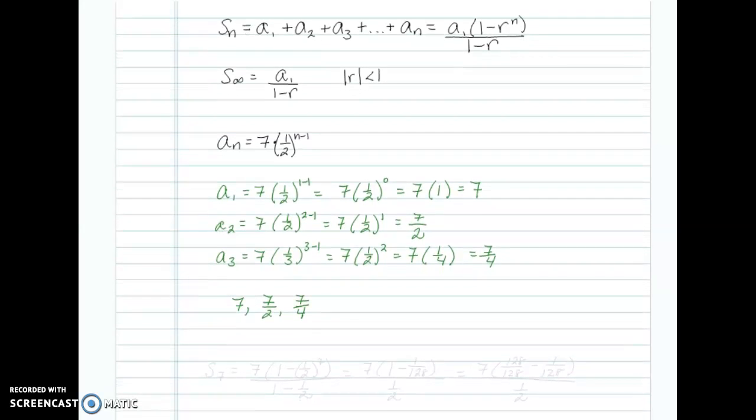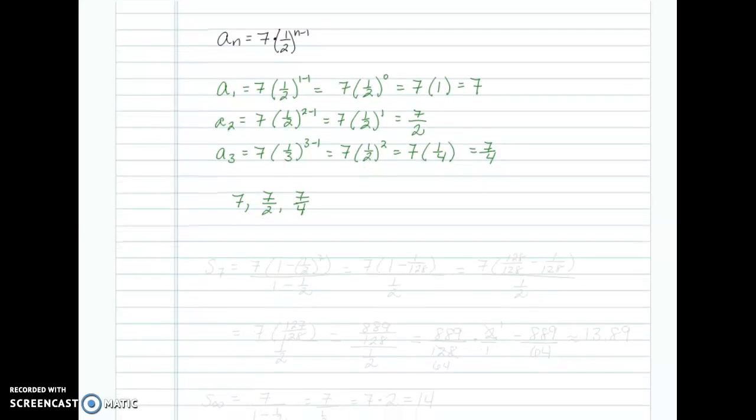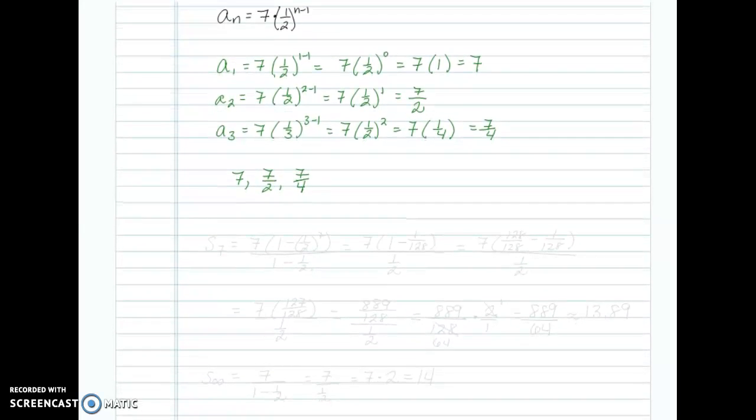Okay, let's scroll down a little bit. So let's see the calculation for finding the sum of the first 7 terms. Using the formula above, S sub 7 is equal to our first term, 7, and we're going to multiply that by 1 minus r. R here is 1/2, that's the common ratio that we're multiplying, and we're raising that to the nth power. Since we're finding 7 terms, n is 7. And then we're dividing that by 1 minus r, which is 1 minus 1/2 in this case.